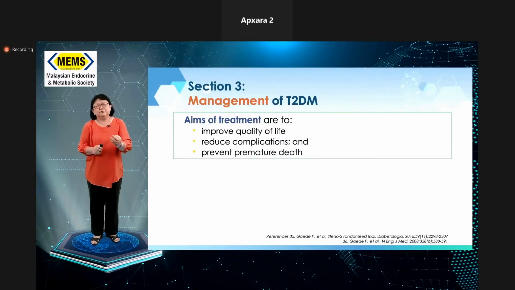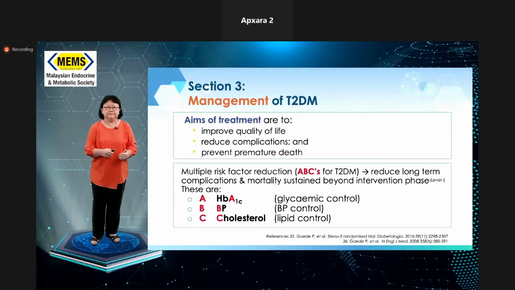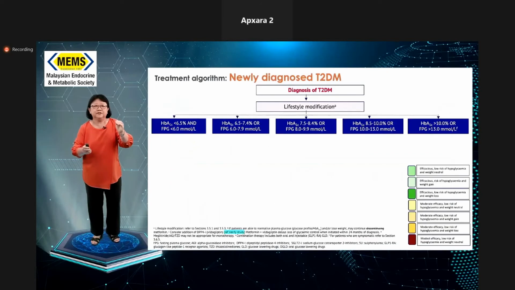What is the reason? What are the aims of managing our type 2 diabetes? That's because we want to improve their lives, we want to reduce complications and prevent them from dying prematurely. And for that, you must remember the ABCs. The ABCs are A1C, blood pressure, and cholesterol. Remembering that, again, diabetes is not just glucose alone, but A1C is still in.